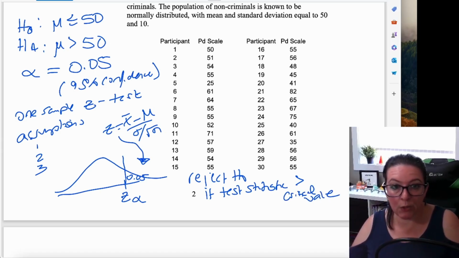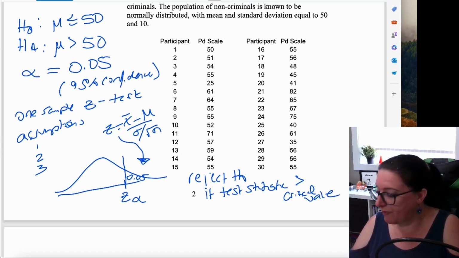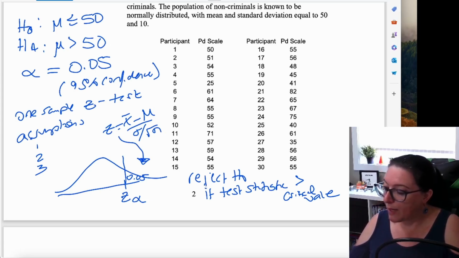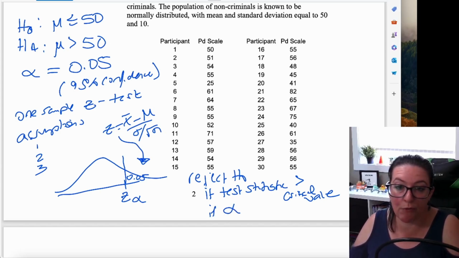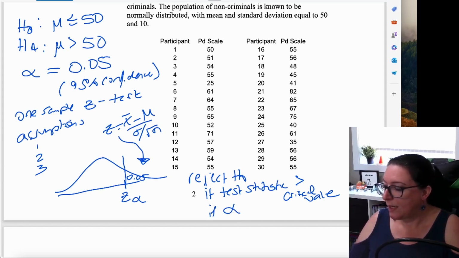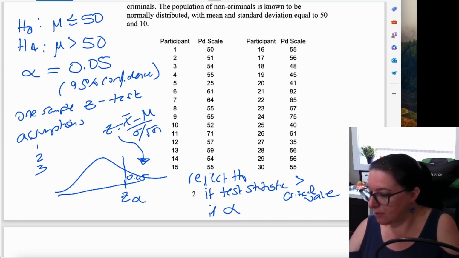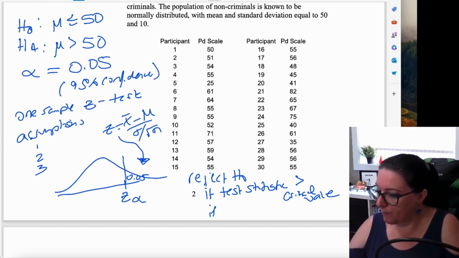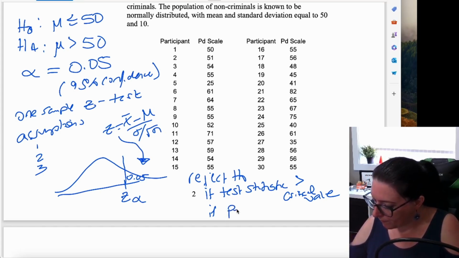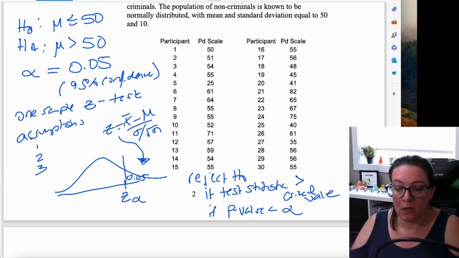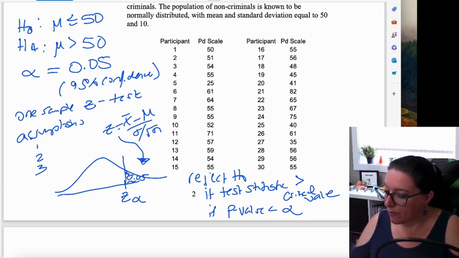And then we will conclude that the average is greater than 50. Alternatively, we can reject the null hypothesis if our alpha of 0.05 here is, let's just get used to writing it the other way here. If our p-value is less than alpha. So this area here under the curve is 0.05.